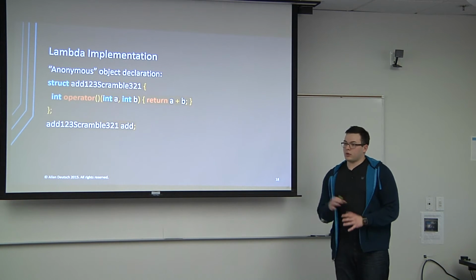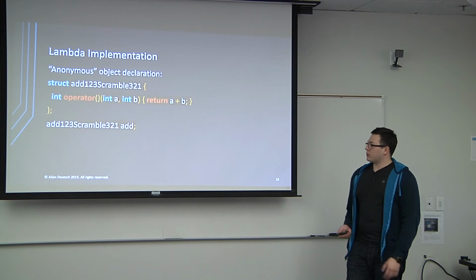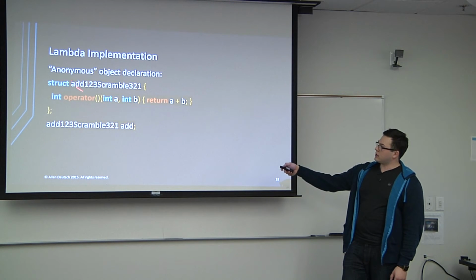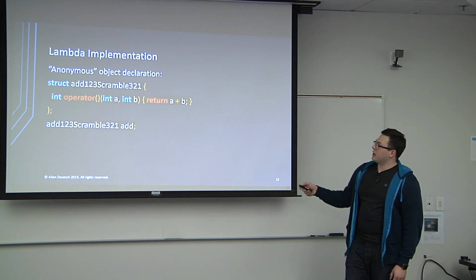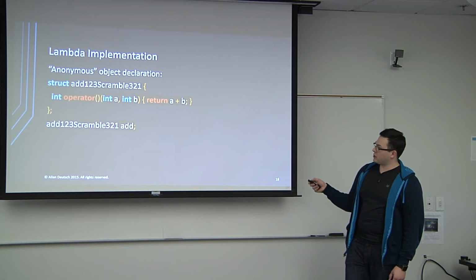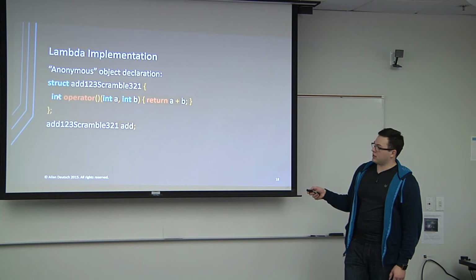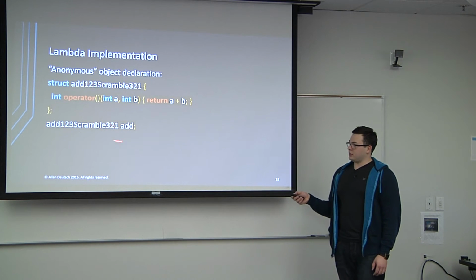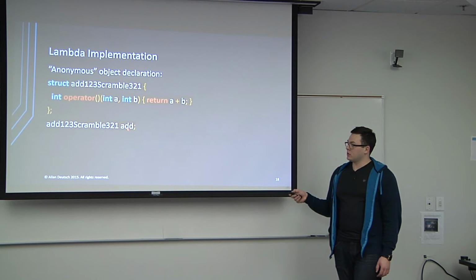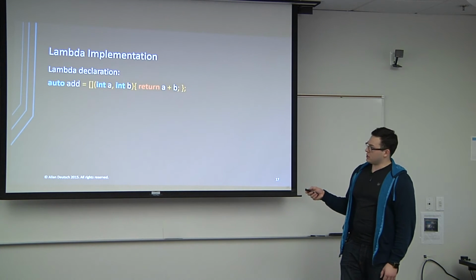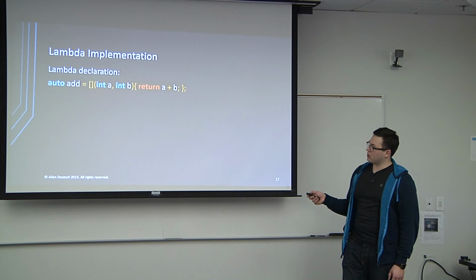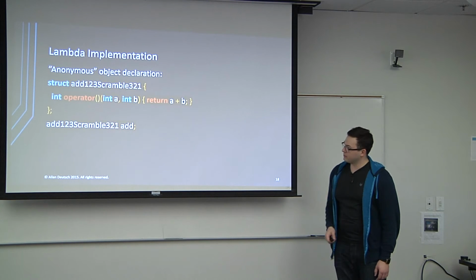So the way that it works under the hood is that the compiler is actually generating a struct like this with some sort of garbage name, and then it has an operator overload that corresponds to your Lambda. So this one happens to be returning an int plus an int, because those are the parameters. So it deduces that the return type is int, and then it creates an instance of that struct for you called whatever you named it. So you can see back here I named mine add, so that's what we get here.